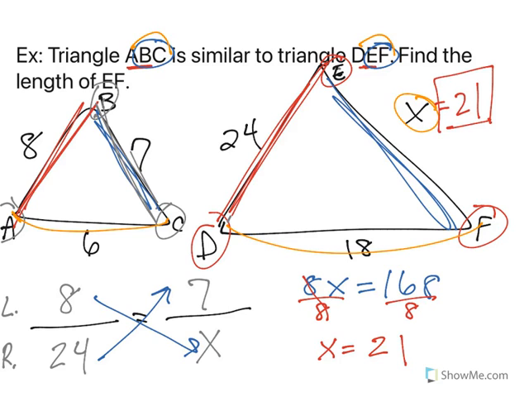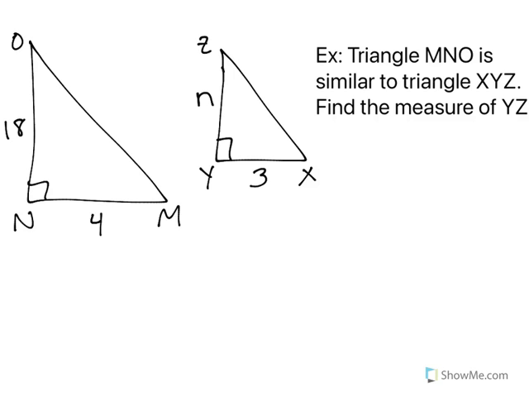And that makes sense, right? Because it's a little smaller than 24. And if you think about this, 8 times 3 gives you 24. 7 times 3 gives you 21, right? In the same ratio. Let's do another one.